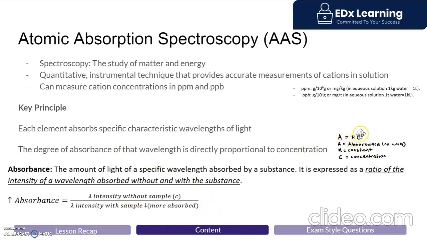If a sample is concentrated, there's going to be a lower intensity of light when the sample is present because it's going to absorb it. And hence when the denominator increases with a greater concentration, this overall value, this fraction, will increase, and hence absorbance increases with increasing concentration. Key take-home message: as A goes up, c also goes up.